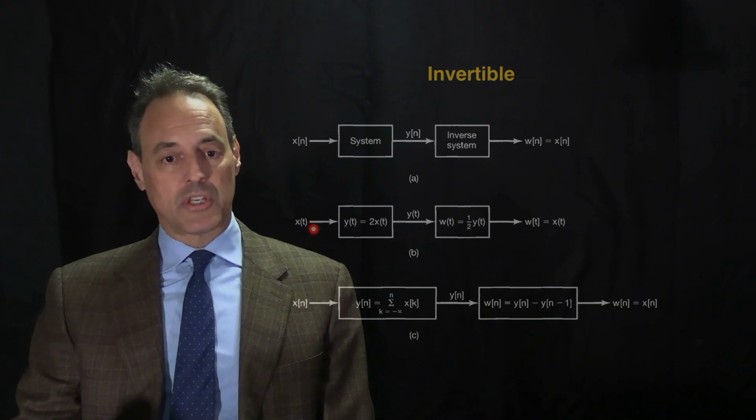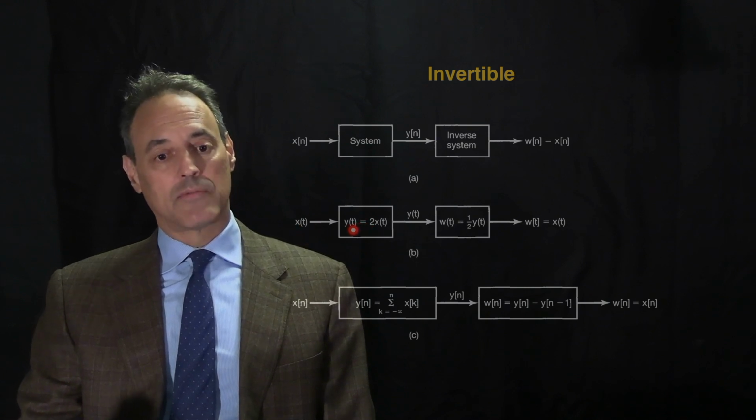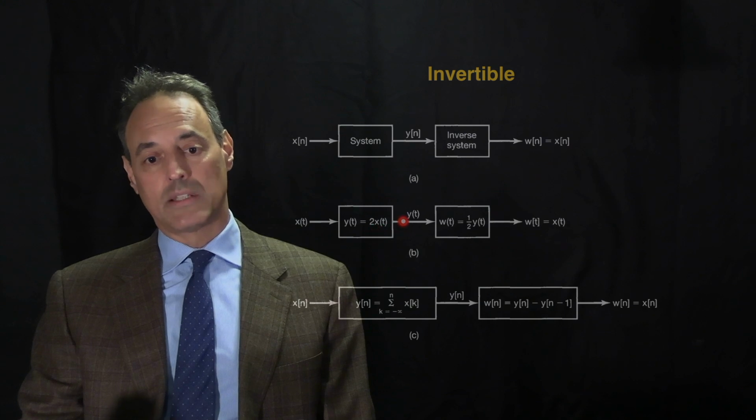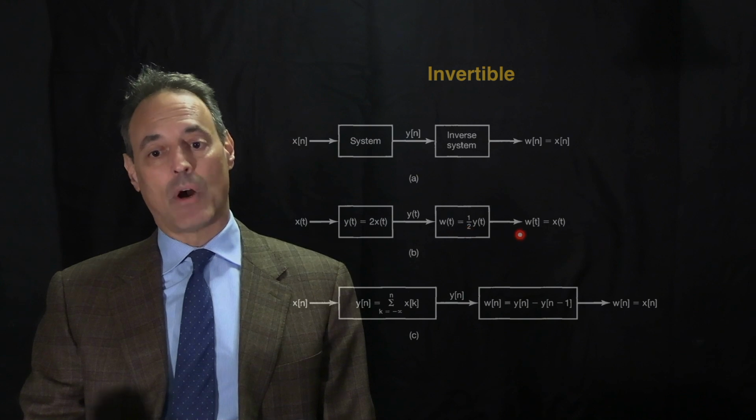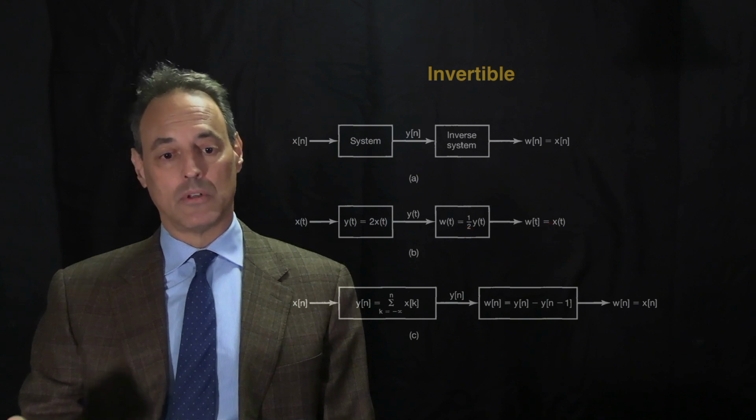Here, I just showed you this example. Again, x of t goes in here. y of t is just twice the x of t, so that's y of t. And then w of t, this inverter, is half y of t. So I get back to the original.